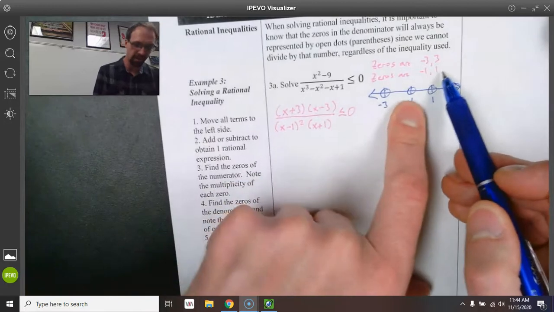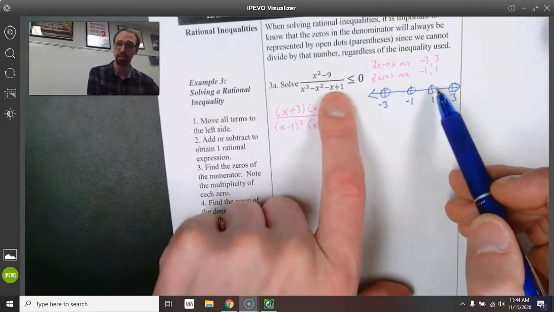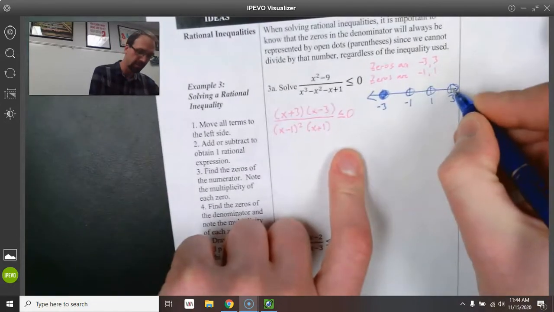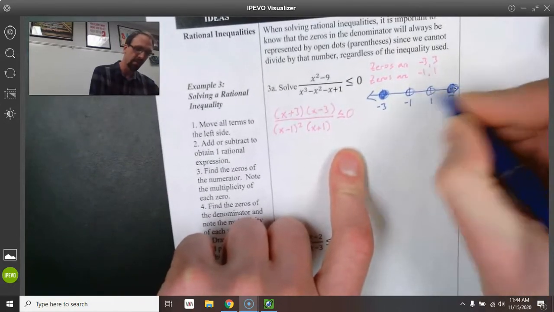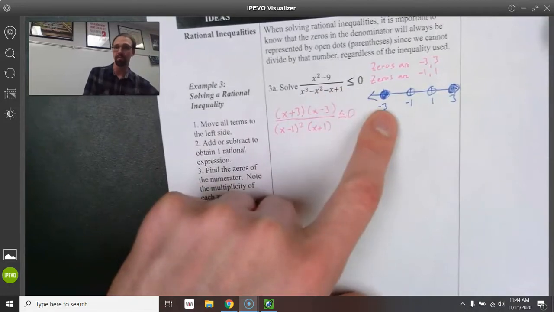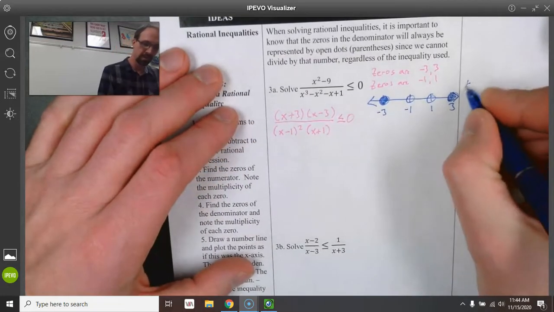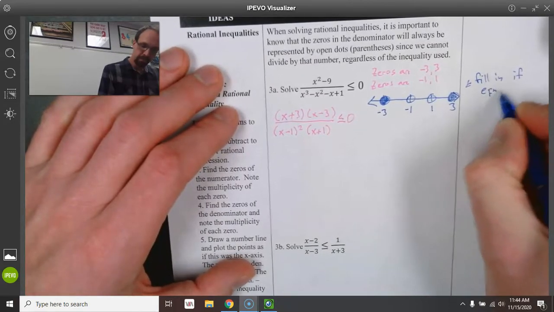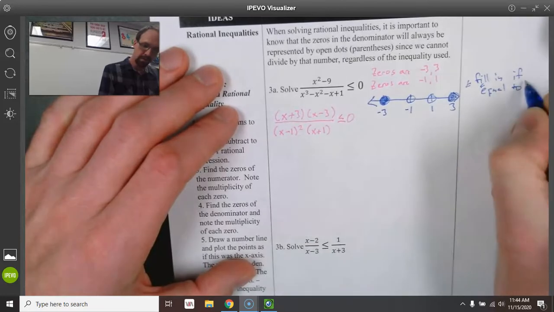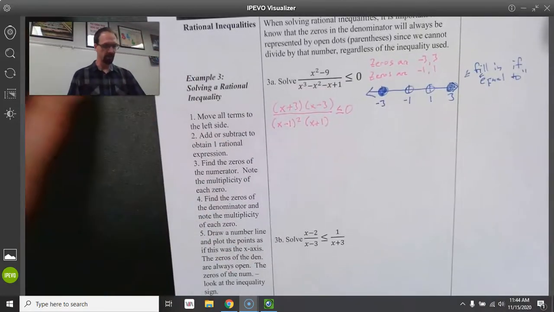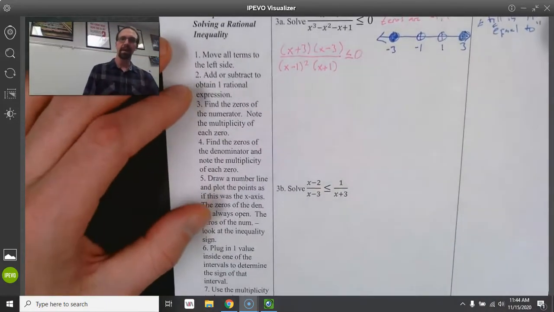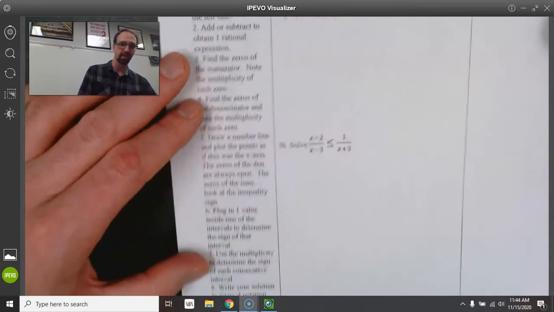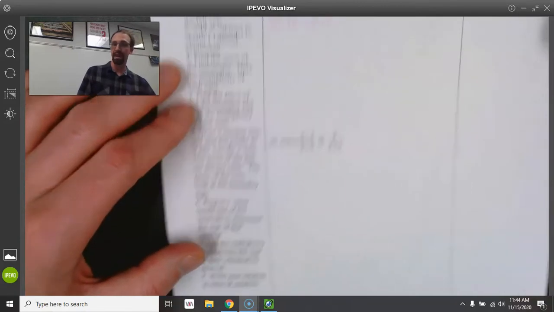The -1 and 1 are going to stay open because they're part of my denominator. But my zeros of the numerator I can actually fill in here. Again, remember, because it's equal to. So the reason I'm filling these in is because it's equal to. So either less than or equal to or greater than or equal to. And then this last part talks about plugging in one value inside one of the intervals, determining the sign of that interval, and then we use the multiplicity to determine if the sign changes.